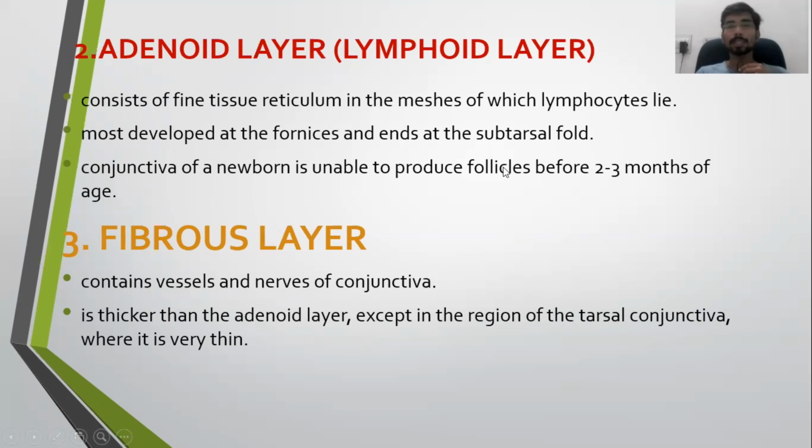Conjunctiva of the newborn is unable to produce follicles before 2 to 3 months of age. Fibrous layer contains vessels and nerves of the conjunctiva. It is thicker than the adenoid layer except in the region of tarsal conjunctiva where it is very thin.